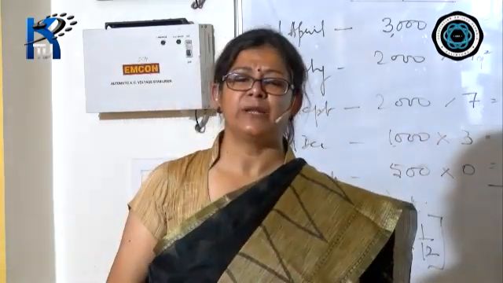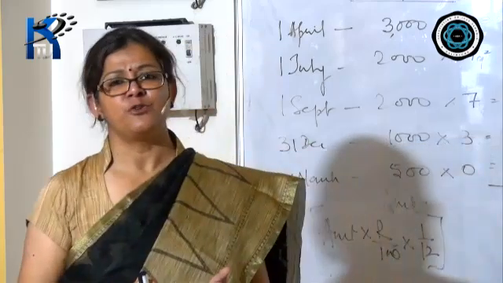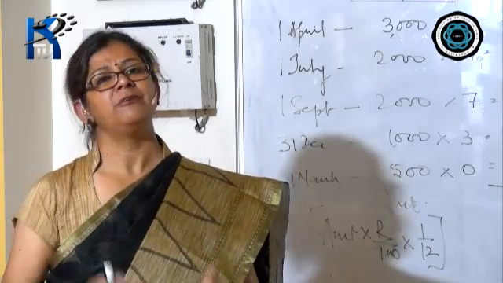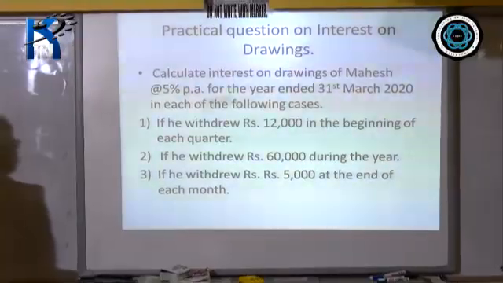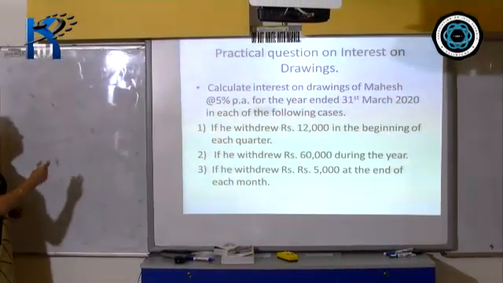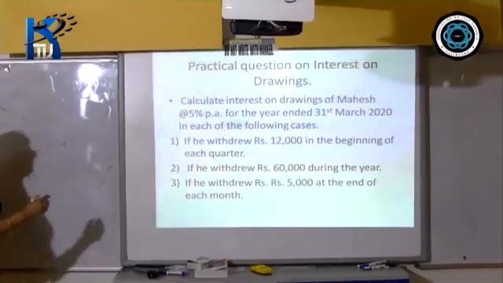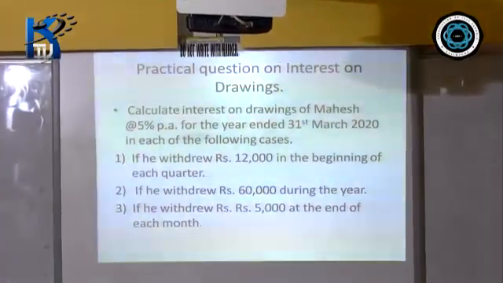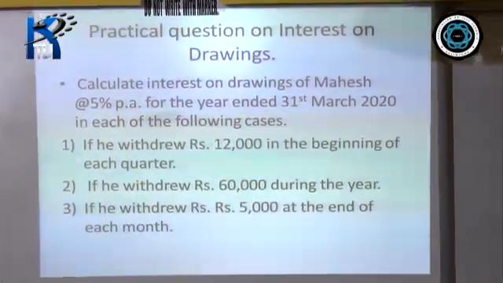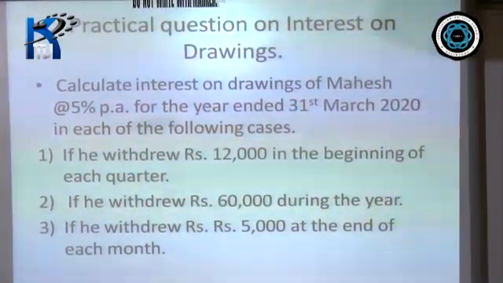So whenever a question related to interest on drawings is asked, we have to understand that if the dates are not mentioned, interest on drawings has to be calculated for an average period of 6 months. Okay, let us start with a question on interest on drawings. I have taken 3 options. All 3 are different, so let us take them one by one. The first part says, calculate interest on drawings of Mahesh at 5% per annum for the year ended 31st March 2020 in each of the following cases.